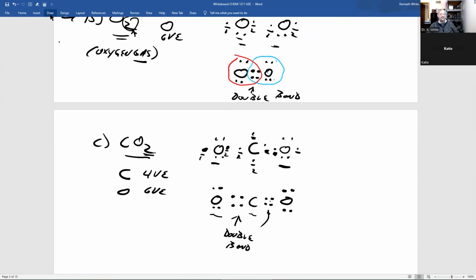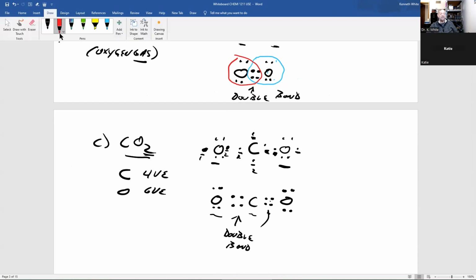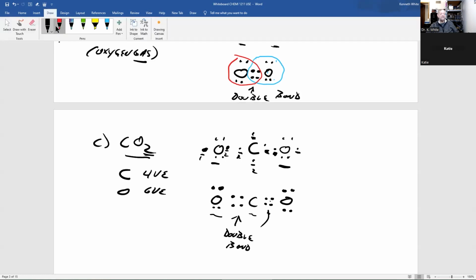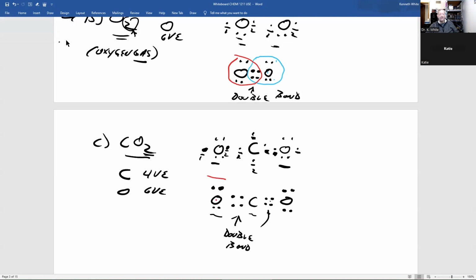And now we have to check the octet rule. You don't have to do this on a test, but it's a good check to see if you did it right. So if we look at this oxygen, it's got two pair of non-bonding electrons, two pair of bonded electrons in the red circle: 2, 4, 6, 8. If we look at this oxygen, how many non-bonding electrons does it have? 2, 4, 6, 8. It's good, octet rule.